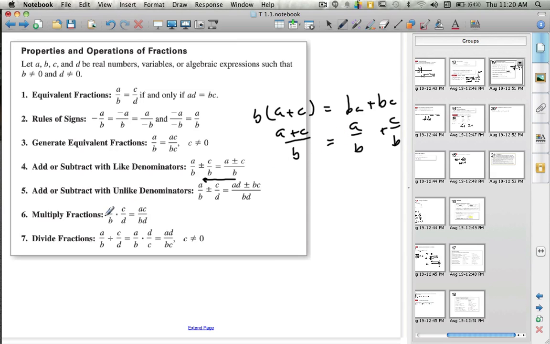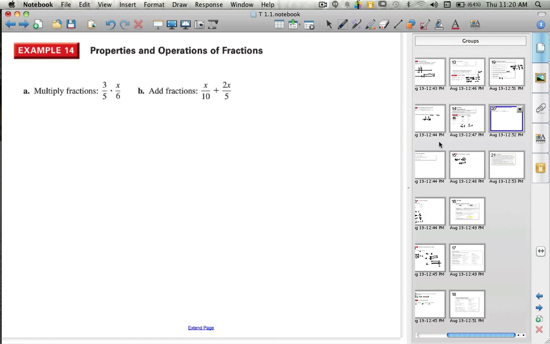Okay, we multiply fractions, we multiply numerators together and denominators together. And when we divide fractions, we invert and we multiply. So invert the second fraction. You notice it's the fraction that you're dividing by that gets inverted, and then you multiply. Okay, so if we want to multiply these fractions, 3/5 times x over 6 would be numerator times numerator, 3x, over 5 times 6, which is 30.